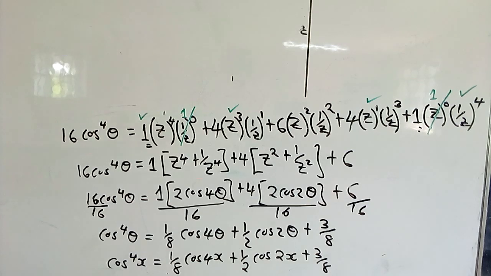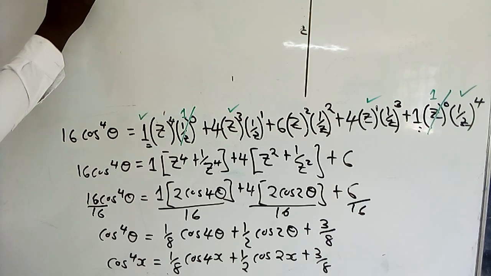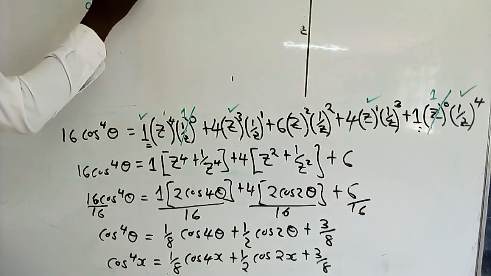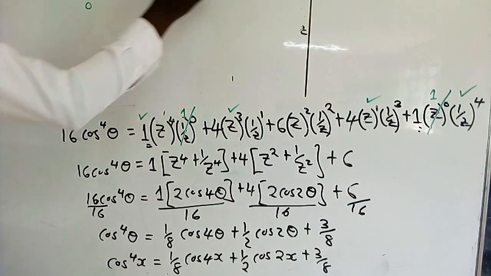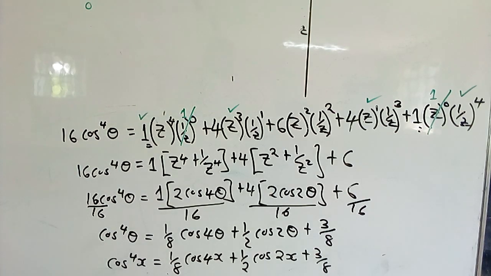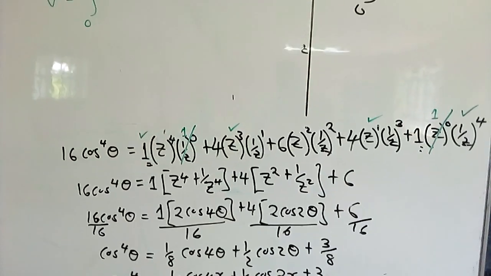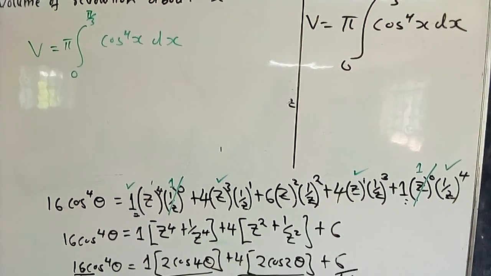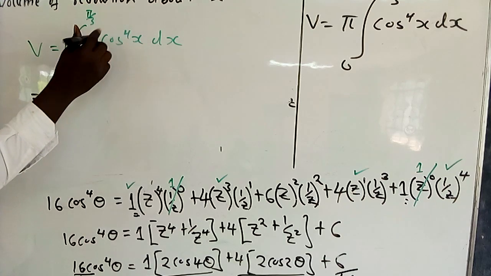So what do we have? We have the volume, which is pi, integrating from 0 to pi over 3 of cos raised to power 4x dx. Are we together? We want to integrate the volume V, which is pi, from 0 to pi over 3 of cos raised to power 4x. So substitute the value of cos raised to power 4x.